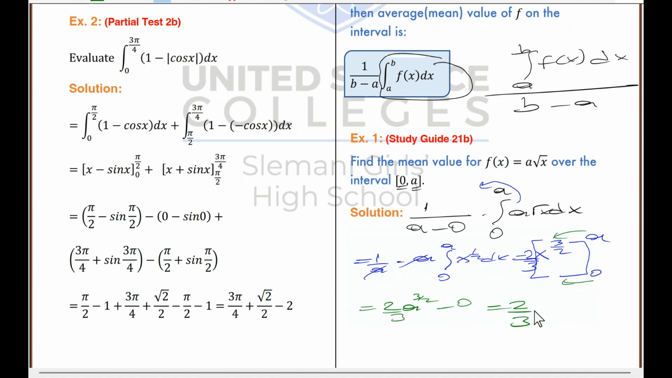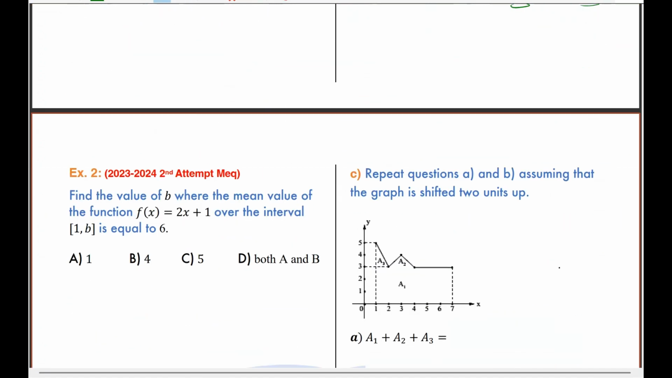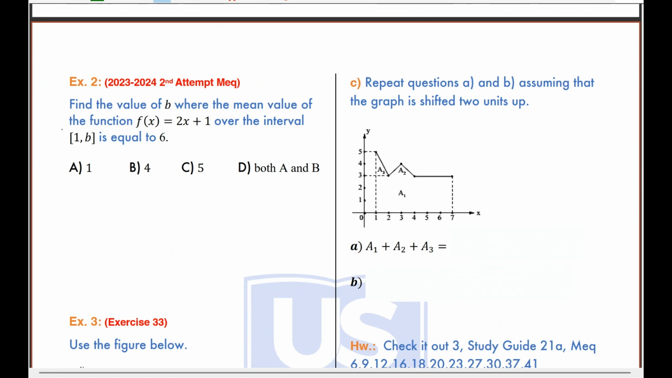If you write this as a radical, a cubed under the radical, or when you simplify it more, you can take a squared out in front. So it's going to be 2 over 3 a root of a. Okay, it is pretty simple when you know the formula. Okay, one more question. Find the value of b, where the mean value of the function over this interval is equal to 6. This time, the mean value is given as 6.